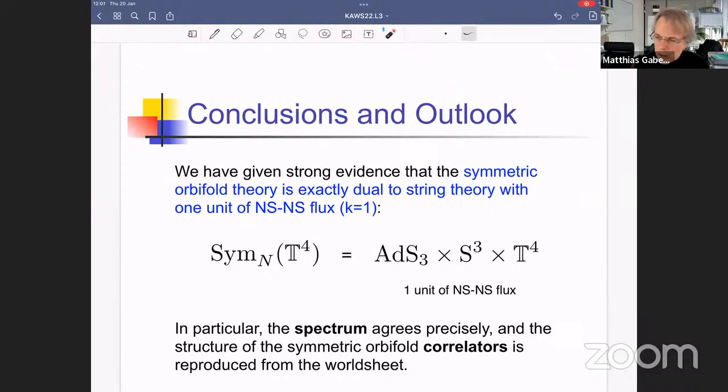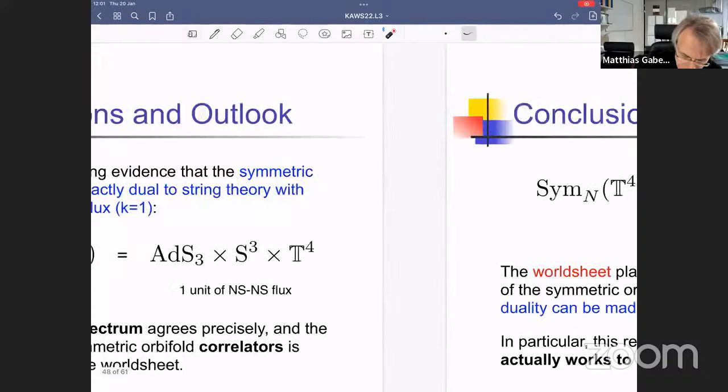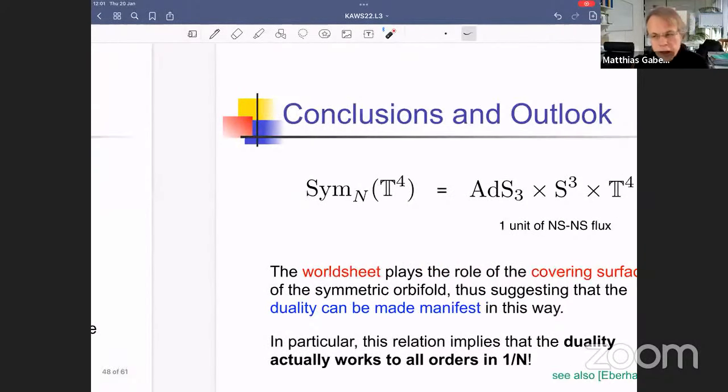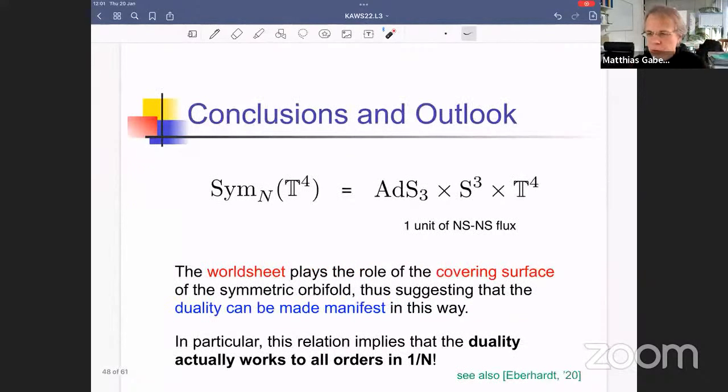I think that is already very striking and resolves many of these confusions people had about how this structure could emerge. The worldsheet plays the role of the covering surface, and thereby this doesn't just work to leading order in 1/N, but in some sense it automatically works to all orders in 1/N, because the higher genus contributions from the worldsheet will reproduce the 1/N corrections from the symmetric orbifold perspective. So this is not just the planar AdS/CFT correspondence, but it's perturbative in 1/N to all orders in perturbation theory. And you really see it geometrically; it makes it manifest how it works.